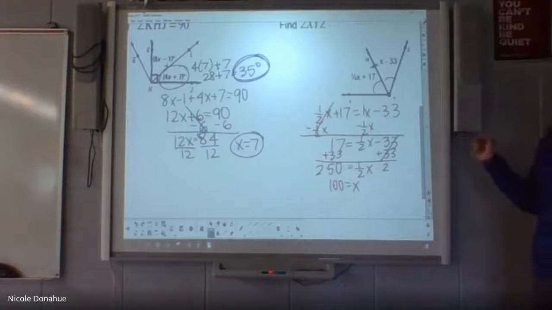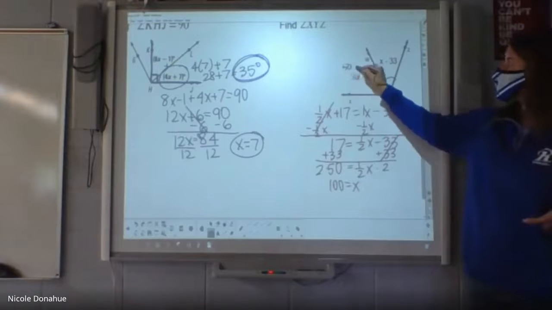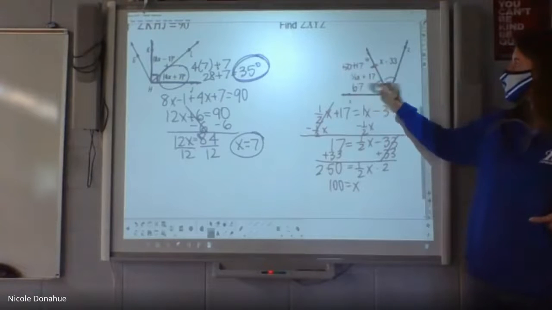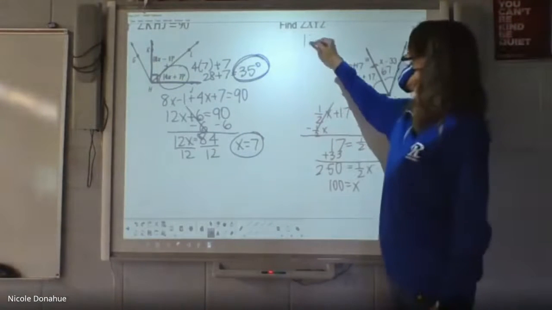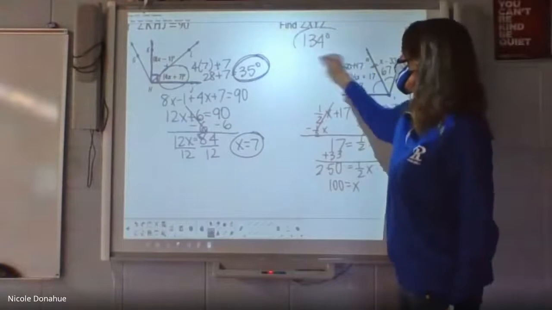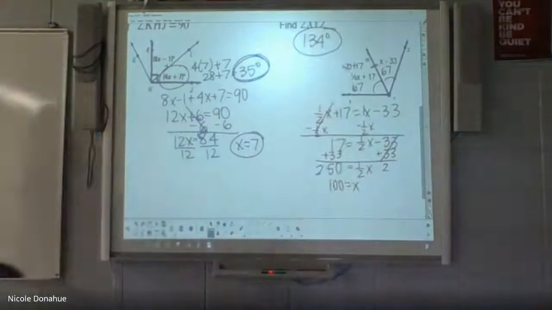And then they want the whole thing. So I can find half of it. So this will be 50 plus 17. This is 67, this is 67. So we get 134, I think, for that angle. Big angle. And then we have to flip it over.